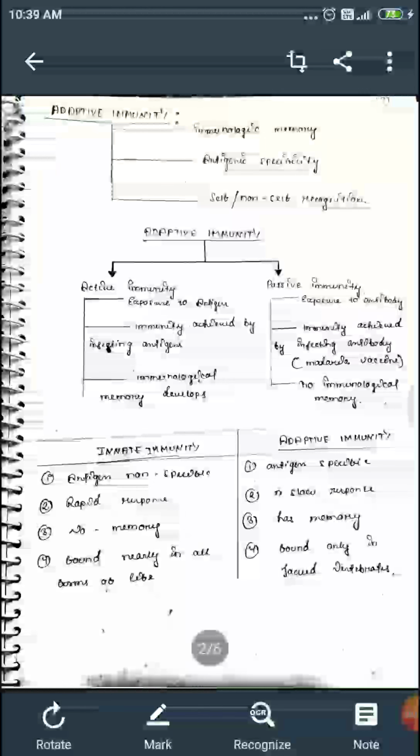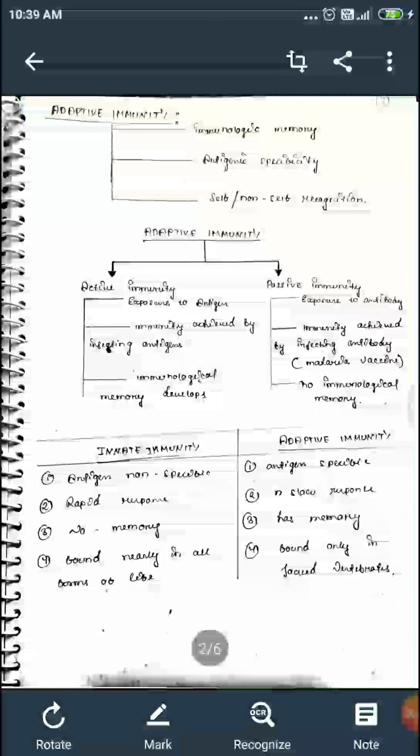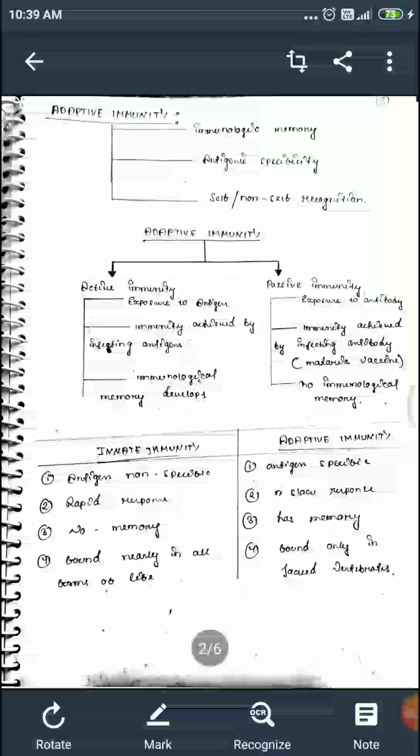Innate immunity is also called non-specific immunity. Non-specific immunity is inborn immunity. From birth, innate immunity is present. But in the case of adaptive immunity, it is acquired immunity. It is also called antigen-specific immunity. Innate immunity is a very quick response in comparison to adaptive immunity. Adaptive immunity is a very slow response, and innate immunity has no memory. Adaptive immunity has memory and can recognize previous exposure to antigens.